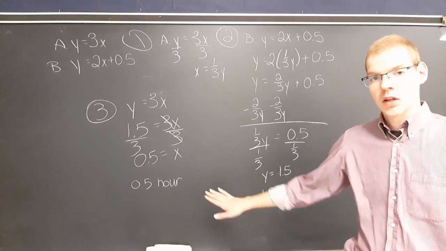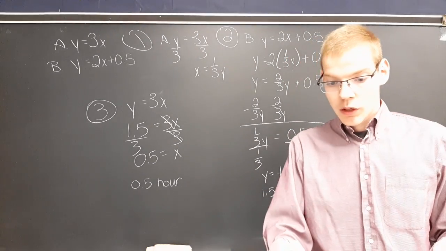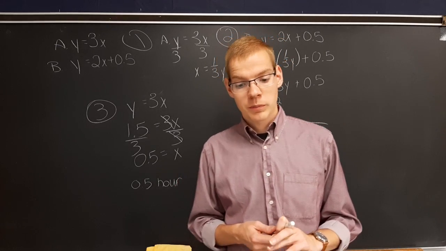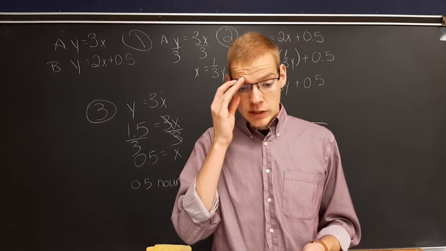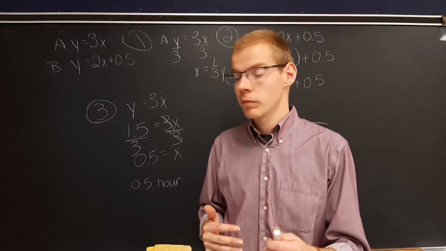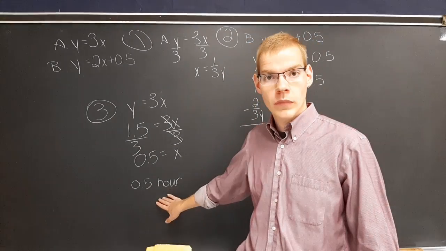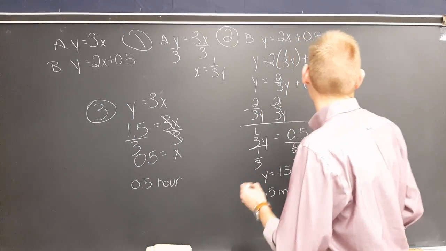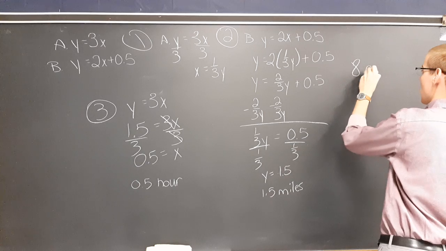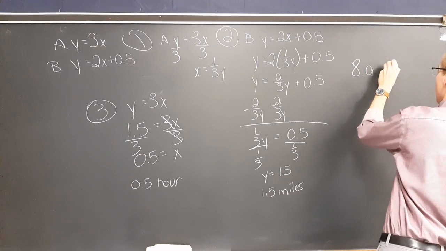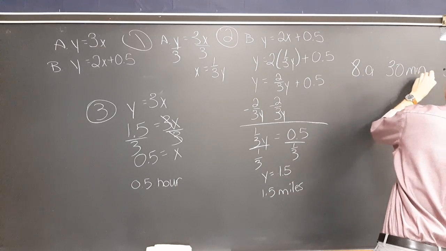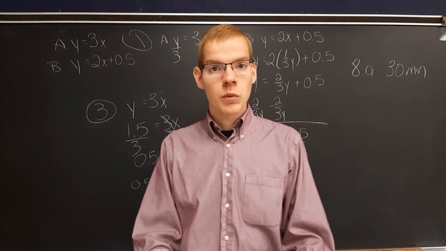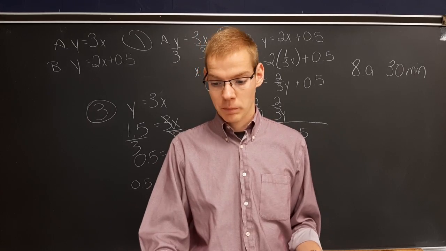I think this will help us with number 8. Reading number 8, using the information from the previous problem, answer these questions. How many minutes does it take Harold to catch up with Irvin? Half an hour is 30 minutes. So for number 8a, I'll write it over here. 8a is 30 min. And then, at what time does Harold catch up with Irvin?